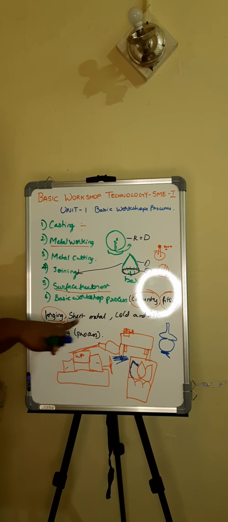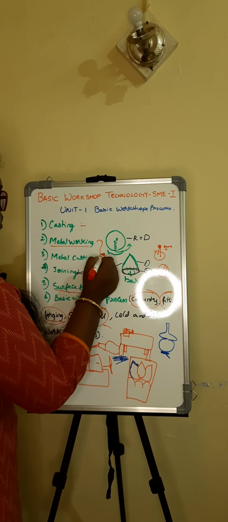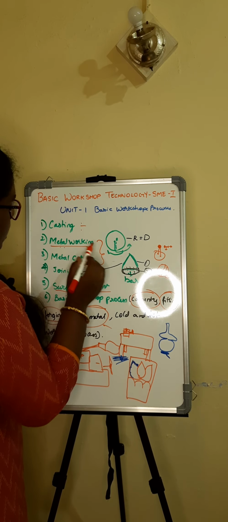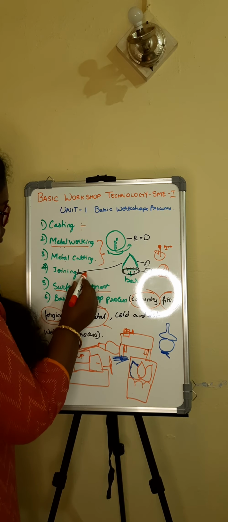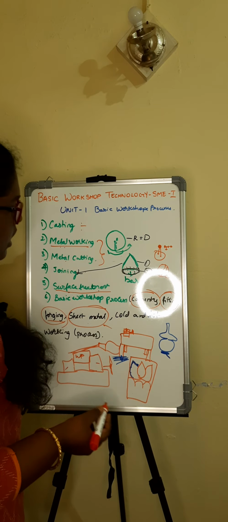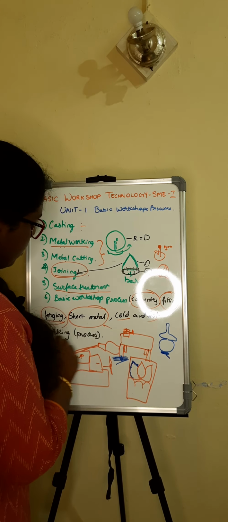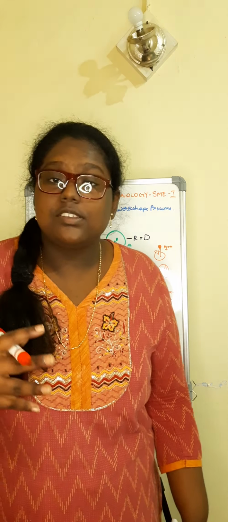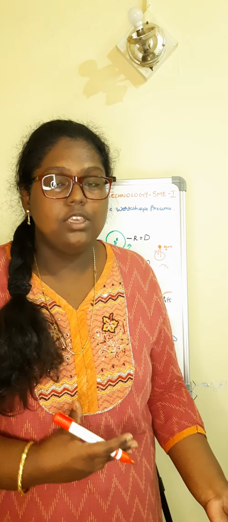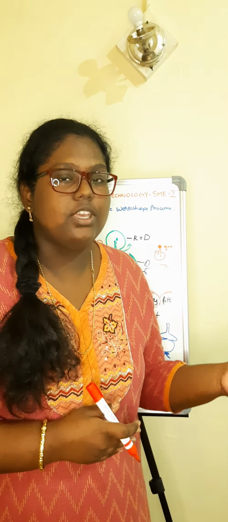And we come to sheet metal. Sheet metal is nothing but again dealing with metal working, metal cutting, metal joining, and surface treatment is not in sheet metal. It's going to be joined with a joining process. Hot and cold working process is nothing but recrystallization: if the object is above the recrystallization temperature, it's hot working, and if it is below, it's nothing but cold working. Those will be discussed in the second semester.